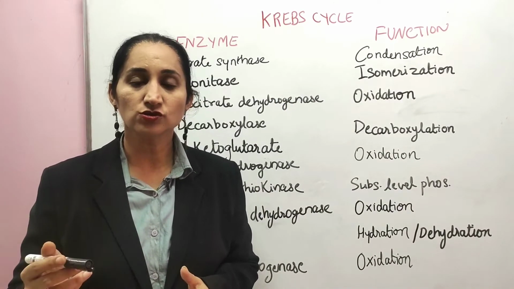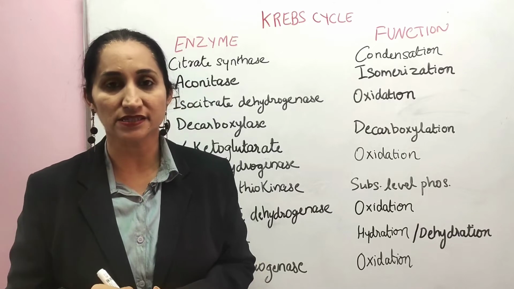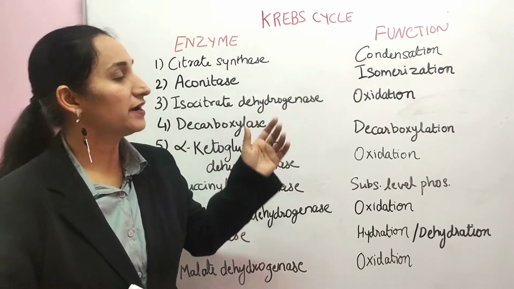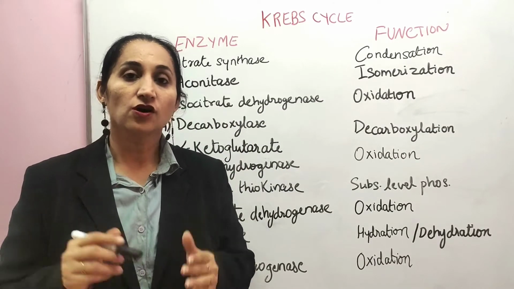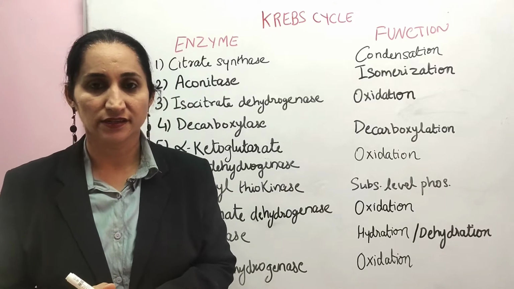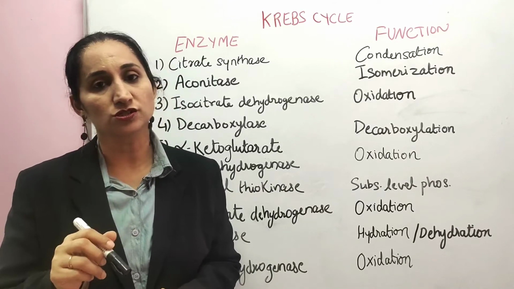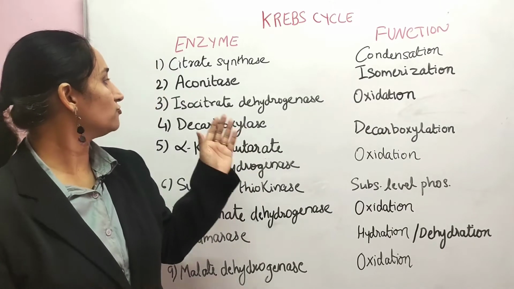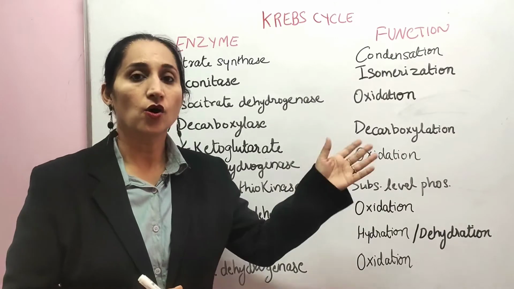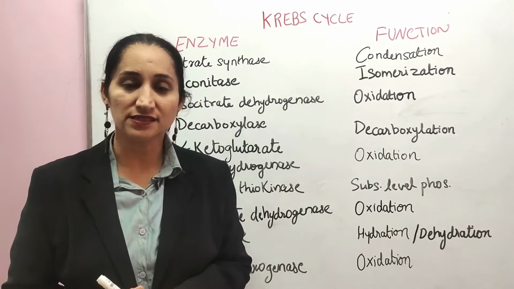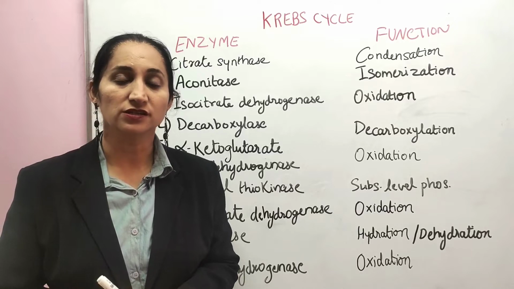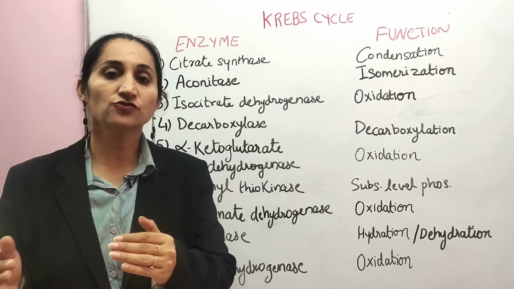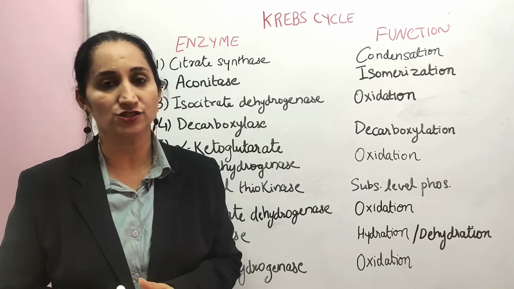In the next step, isocitrate gets converted into oxalosuccinic acid, and this reaction was catalyzed by isocitrate dehydrogenase, in which oxidation of isocitrate was done and NAD gets reduced to form NADH and H+. So, the function of isocitrate dehydrogenase was oxidation. Dehydrogenase enzyme catalyzes the reaction in which hydrogen atoms are removed instead of oxygen atoms in oxidation reduction reactions.